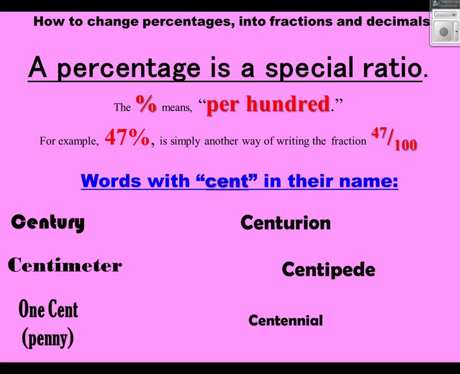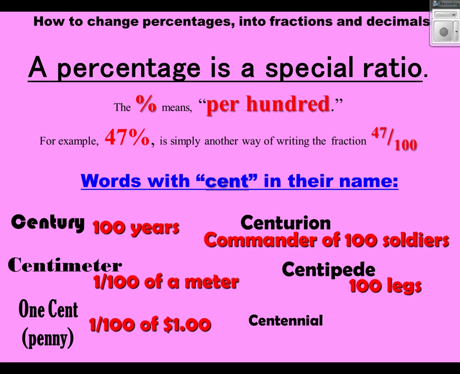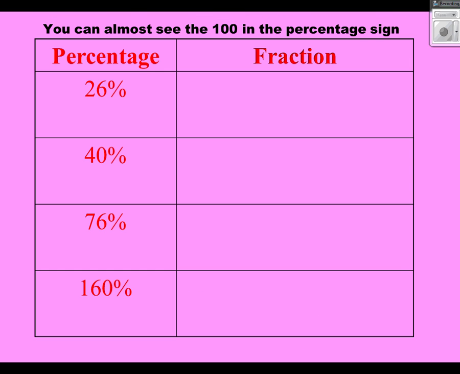I've also put on here words that you might have seen before. I'm sure you've seen a lot of these words with cent in their name. A century is 100 years. A centimeter is 1/100th of a meter. 1 cent, a penny, is 1/100th of a dollar. A centurion is a commander of 100 soldiers, like an elite troop, I guess. Centipede, 100 legs, even though I don't think they have 100 legs, but I think they thought they had 100 legs. And centennial is a 100-year anniversary.